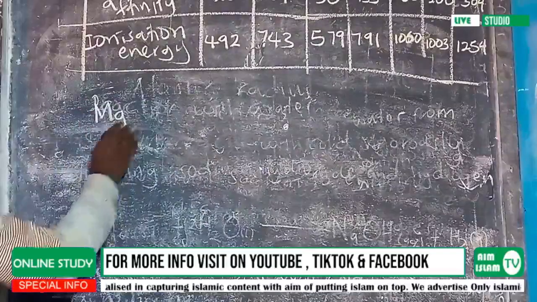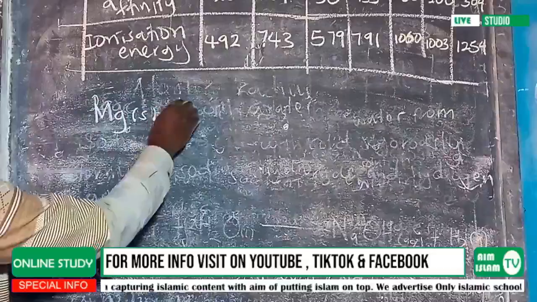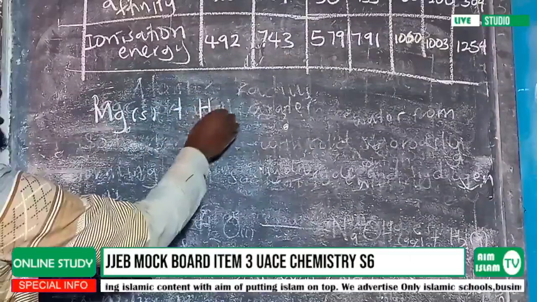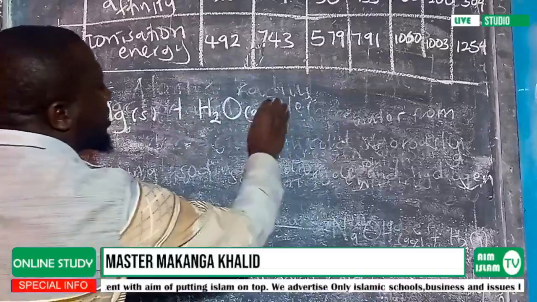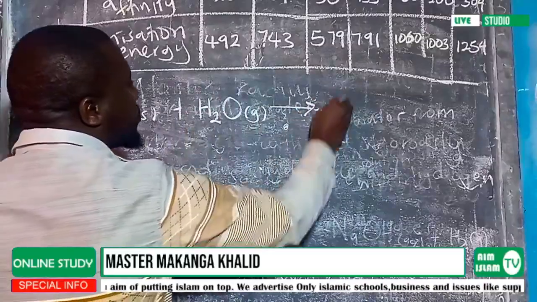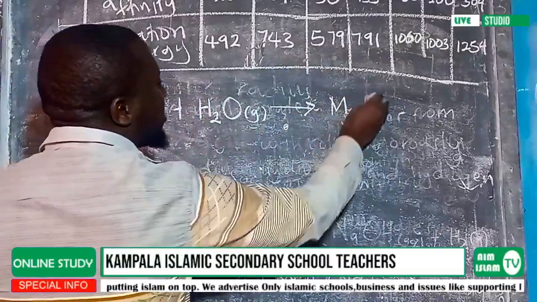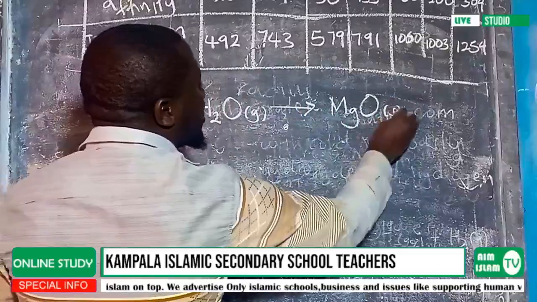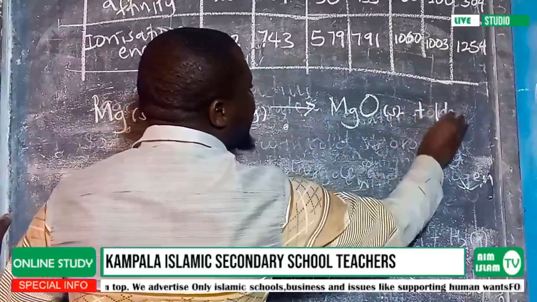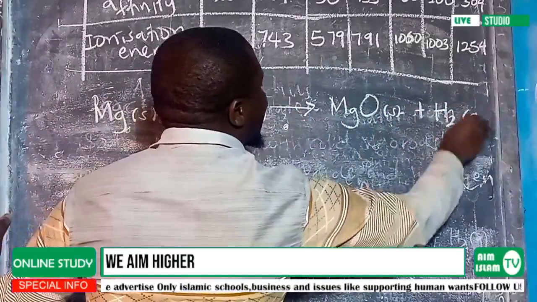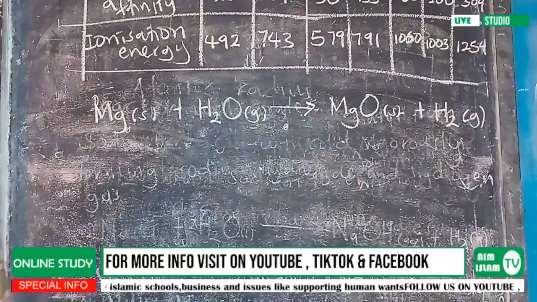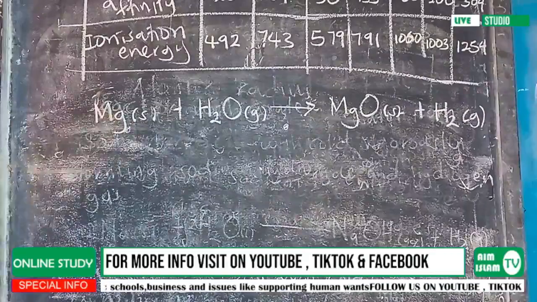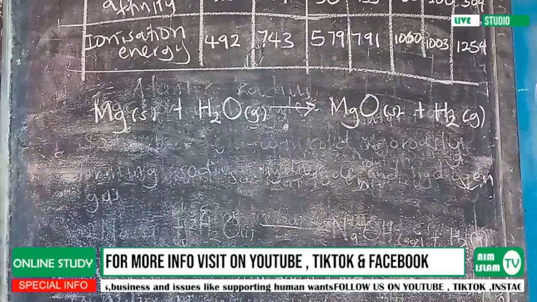At the end you form magnesium oxide. Magnesium, which is a solid, reacts with steam. Steam is water in the gas state. Yes, that one is very important. If it is with steam, the product is magnesium oxide plus hydrogen. Then the equation is like that, and it should be balanced. So then we come to the next element, that is aluminium.